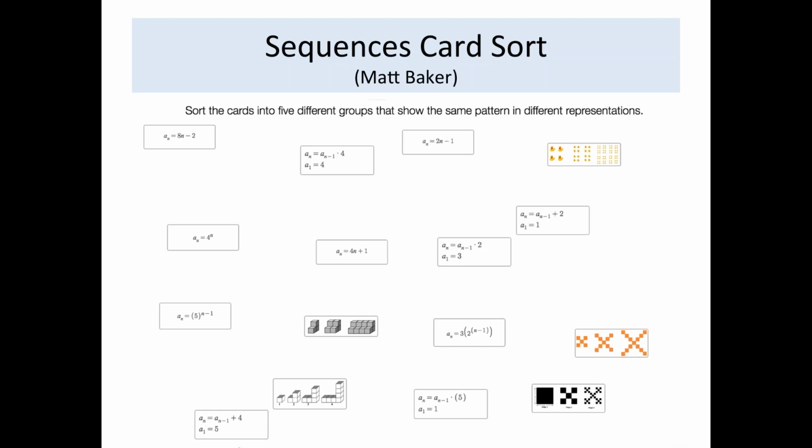There's so many examples out there. This was by Matt Barker. It's a sequences card sort. This is an example, again, of multiple representations. We see that Matt was creating or adapting an activity here that had visual growing patterns matched with different types of sequences and formulas to be able to generate those. And here he tells them to separate into 5 different groups.